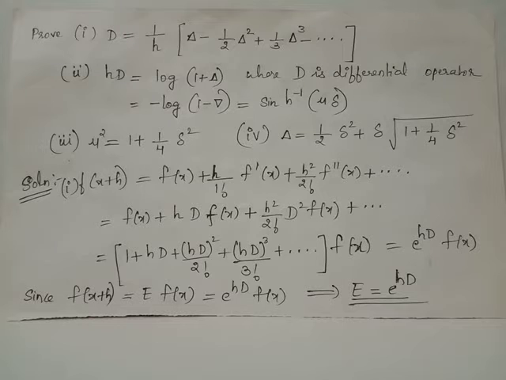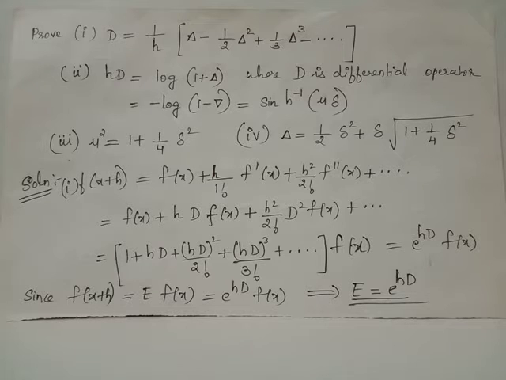Capital D equals 1 by h times delta minus 1 by 2 delta square plus 1 by 3 delta cube minus etc., where capital D is the differential operator, h is the interval of differencing, and delta is the forward difference operator. Also, hD equals log of 1 plus delta. Also, it equals minus log of 1 minus del, which is the backward difference operator del, and hD equals sinh inverse mu delta, where sinh inverse denotes the inverse hyperbolic sine. Let's look at the proof.